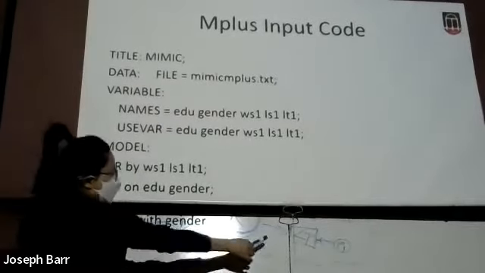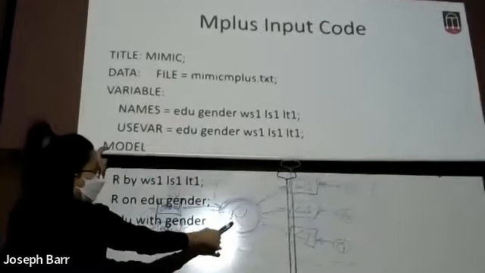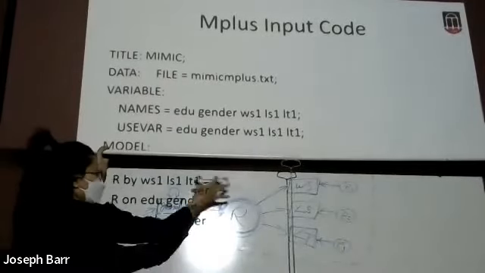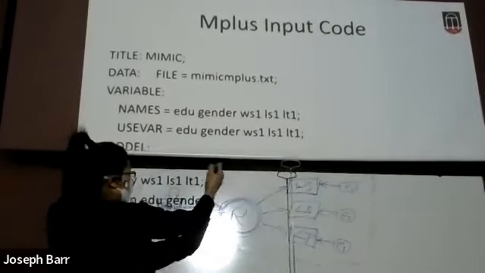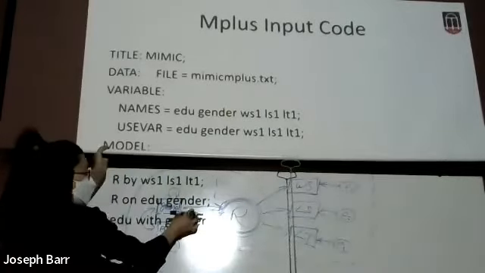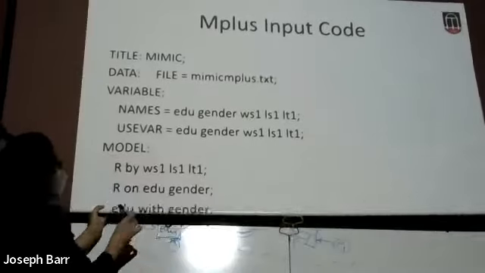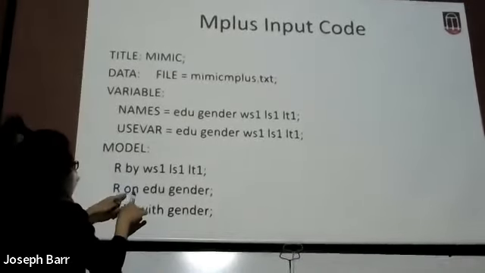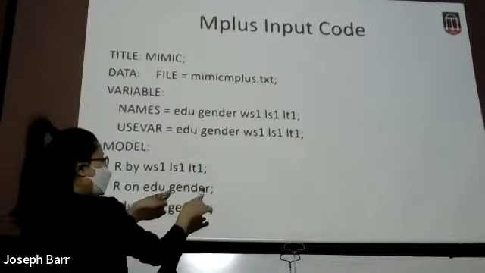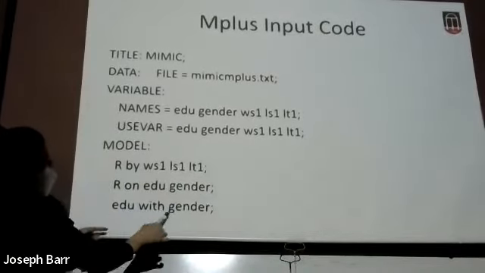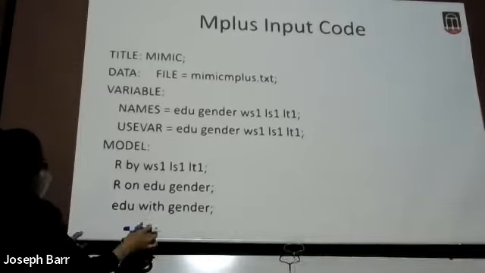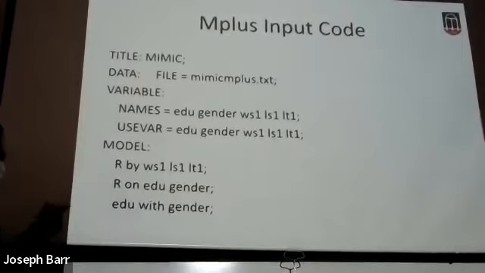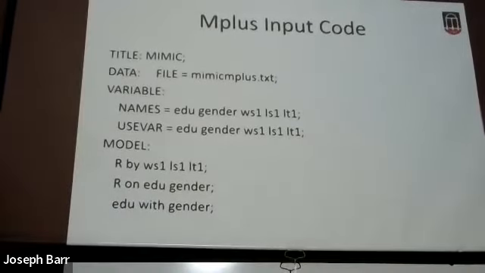And also, in addition to that part, I also have R on. Remember, on is regressed on. This part is a regression. R, the dependent variable, is regressed on gender and EDU. R is regressed on: dependent variable, independent variable 1, independent variable 2. And we're also going to look at the covariance among these two independent variables, gender and EDU. That's it. This is our Mplus code.